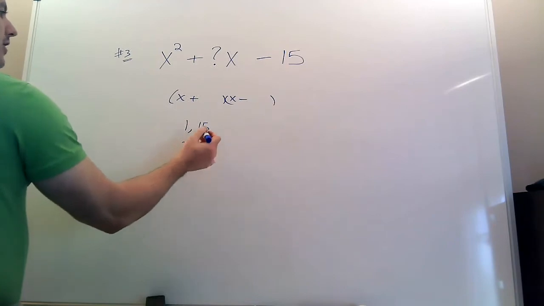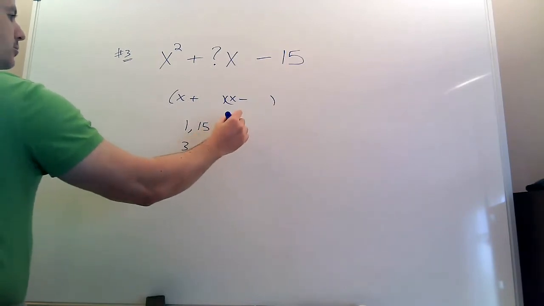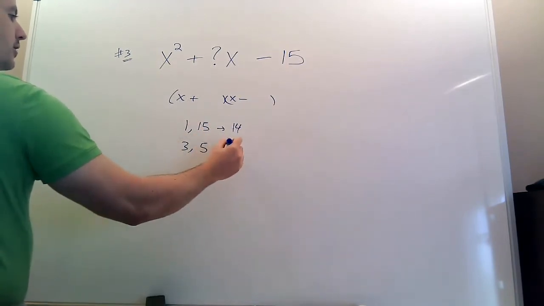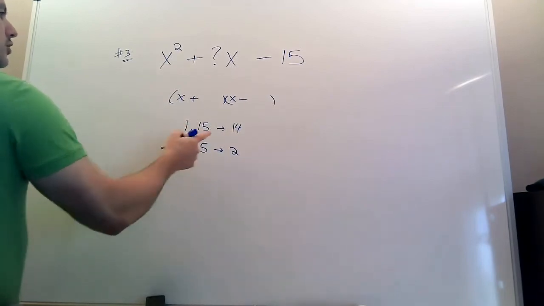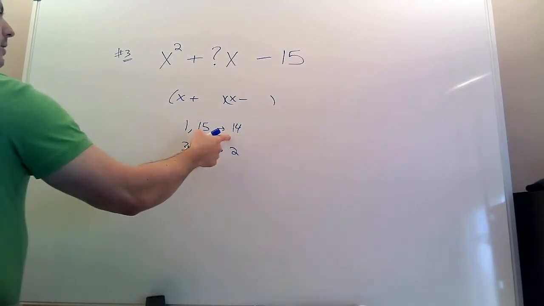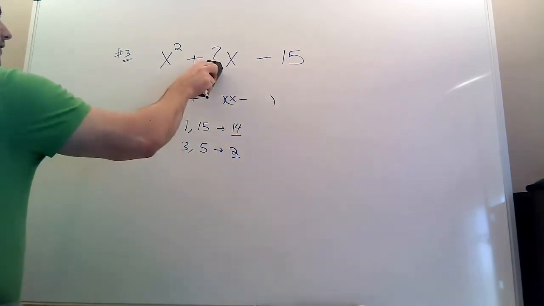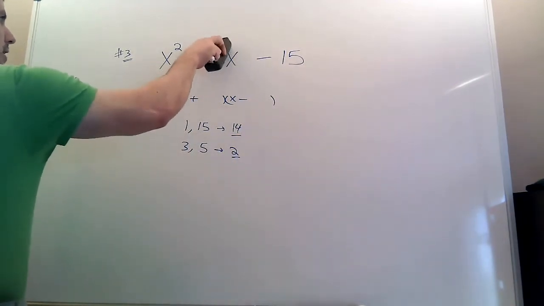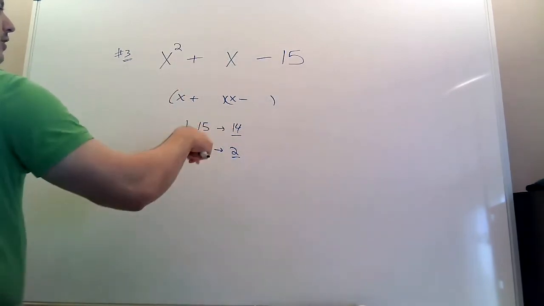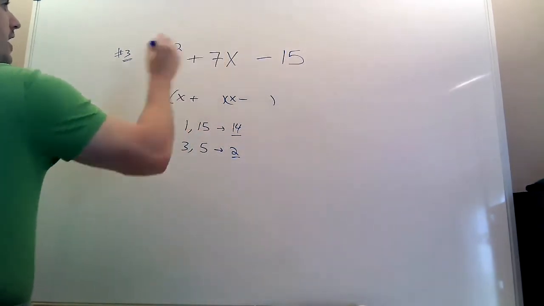So you look at these pairs, and I know the signs are different. So I subtract those pairs. 5 minus 3 is 2. 15 minus 1 is 14. So as long as the middle number is not one of these two, it is going to fail. So pick a number, whatever number you want, as long as it's not one of these. Here, put a 7 there.